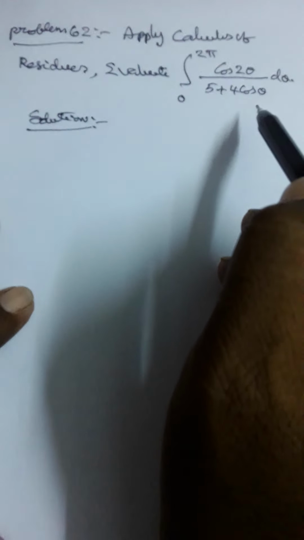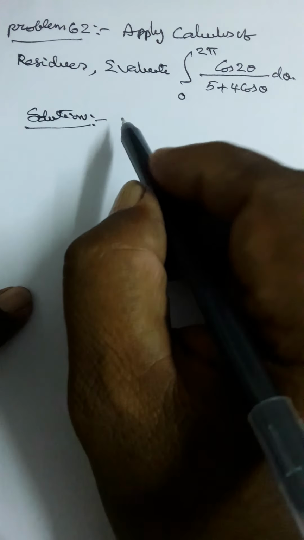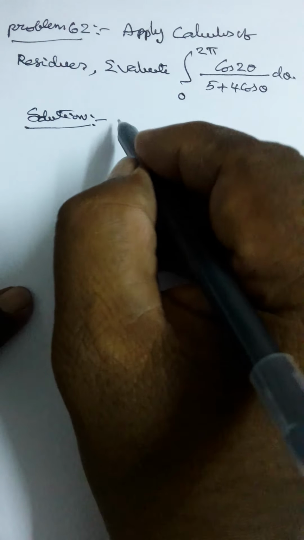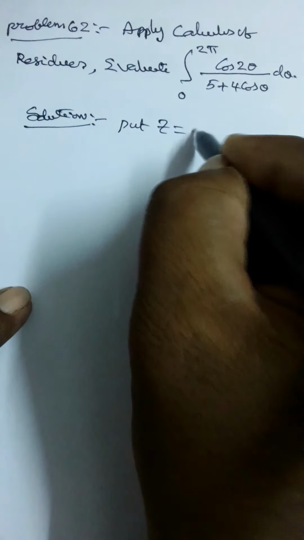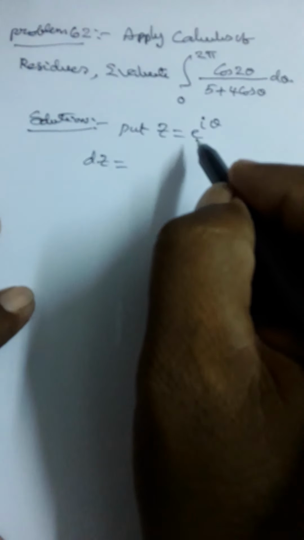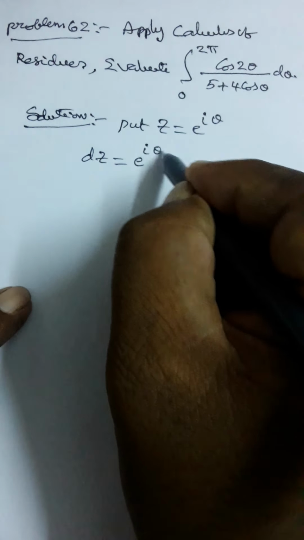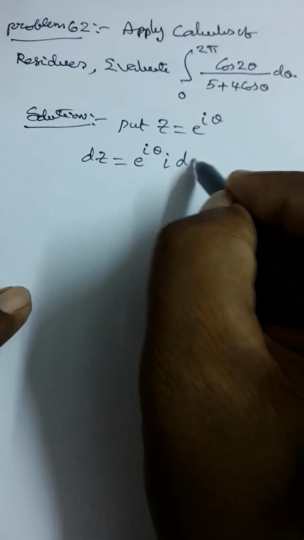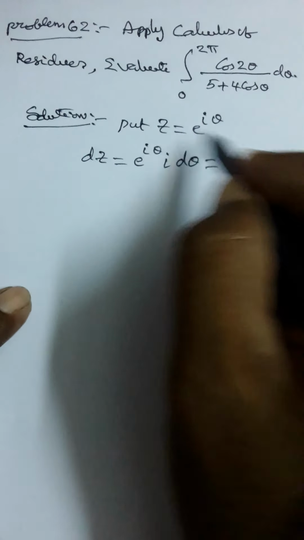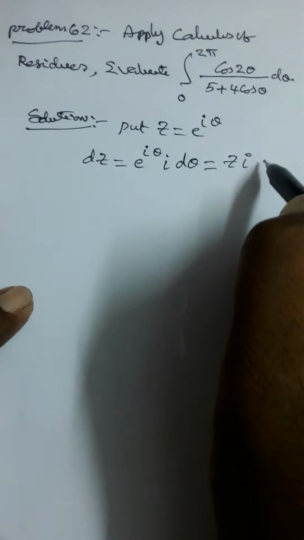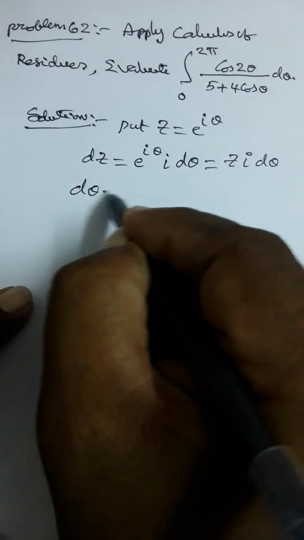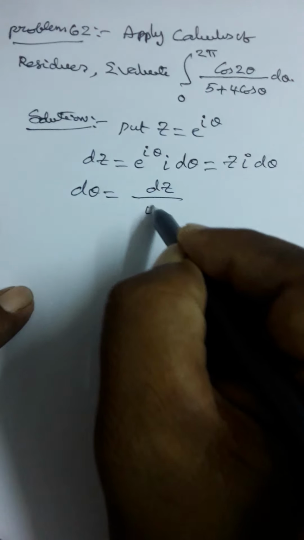Problem 62. Apply calculus of residues. Evaluate integral 0 to 2 pi cos 2 theta by (5 plus 4 cos theta) d theta. Solution. Same methodology. Put z is equal to e power i theta. dz is equal to e power i theta, derivative of e power i theta into i into derivative of theta, d theta. e power i theta is nothing but z, i d theta. From this, d theta is equal to dz by iz.